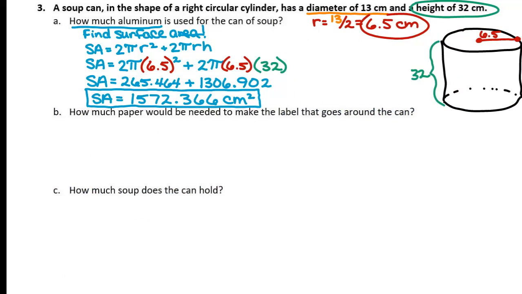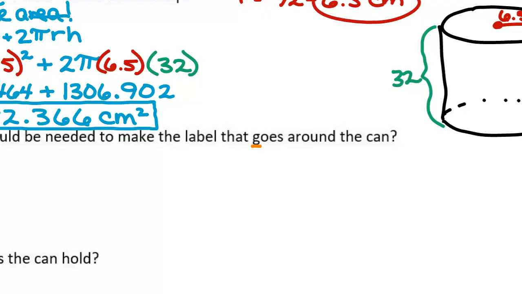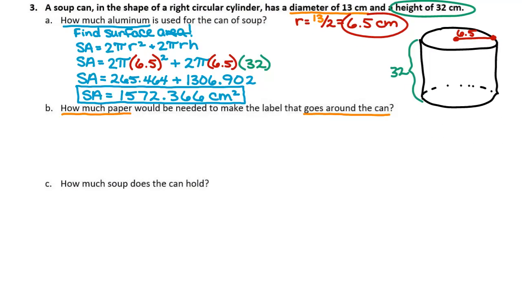How much paper would be needed to make the label that goes around the can? All right, so if I'm talking about the paper that's needed to go around the can, is that volume? No, volume doesn't tell me about the outside. Does the paper go on the top and the bottom of the can? No, the paper just goes around that circular piece that you would grab with your hands. So I want to look at this surface area formula. We're going to use some of it, but not all of it.